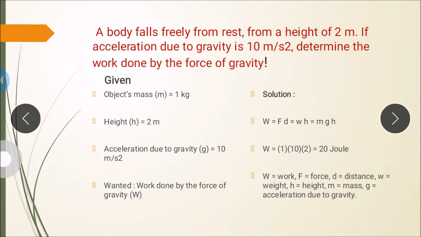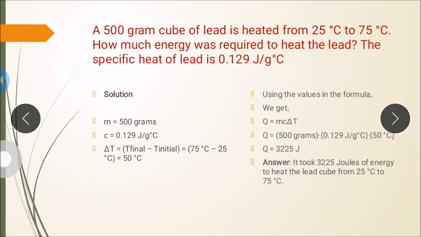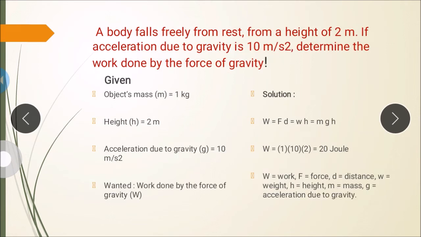So weight is mass into gravitational force, into height. So we have to substitute the values. 1 kilogram mass, acceleration due to gravity is 10. What is the height? 2. So 1 × 10 × 2, that is 20 joules we are getting here.